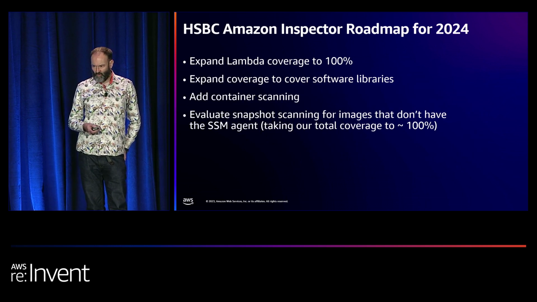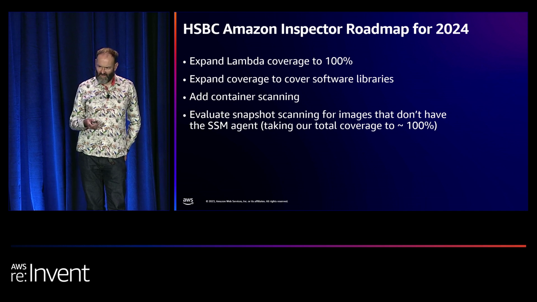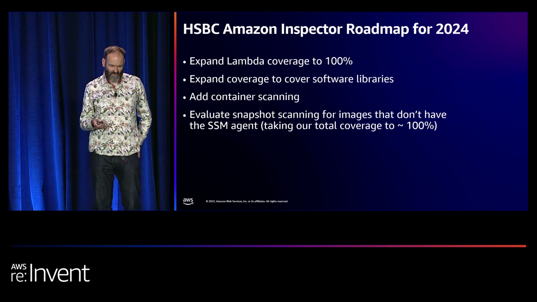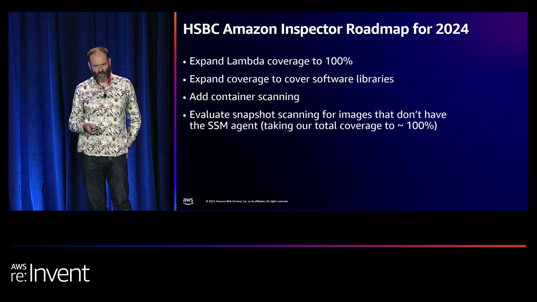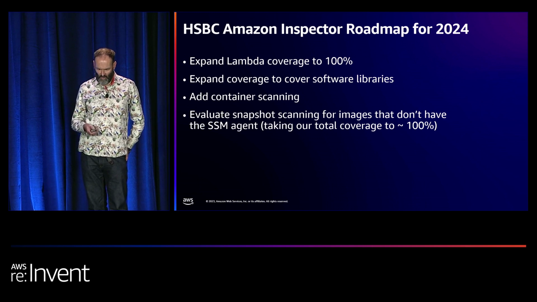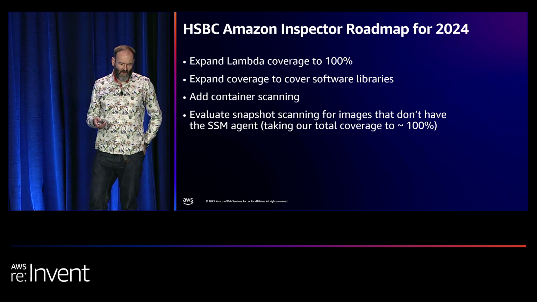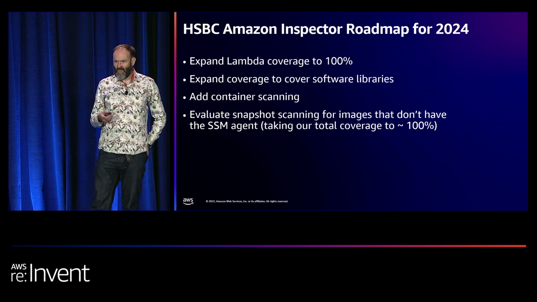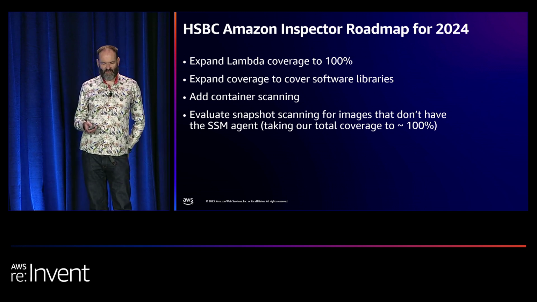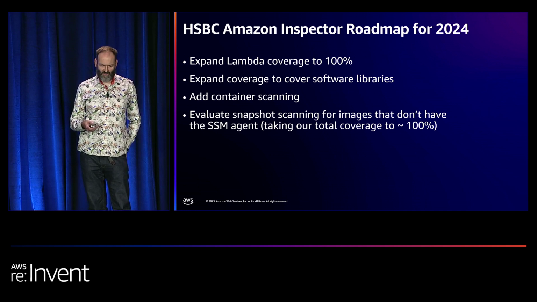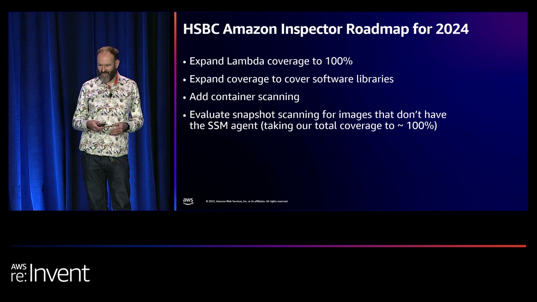So what's our personal roadmap for working with Inspector in 2024? We want to get the Lambda coverage to 100%. We want to expand the coverage to include software libraries. So at the moment, we're doing CVEs, but we want to do software libraries. We want to add container scanning. So we have a lot of container scanning solutions at the moment, but we don't always think that they are the most optimum solution today. And then we want to evaluate the new snapshot scanning.